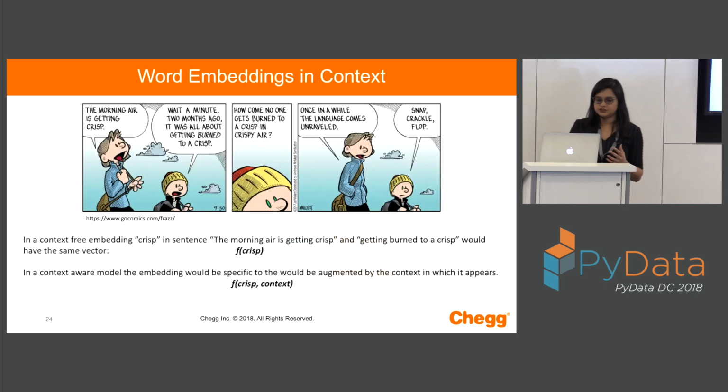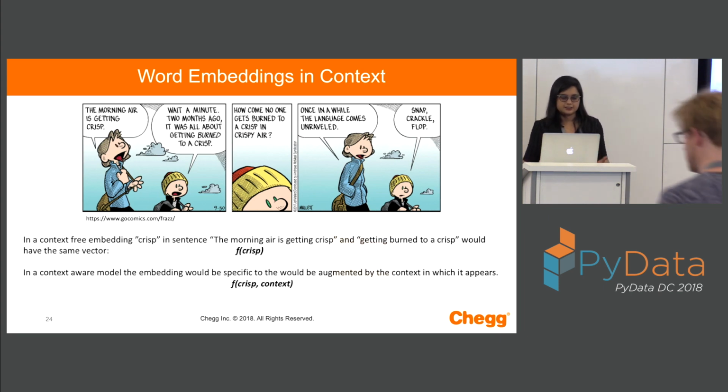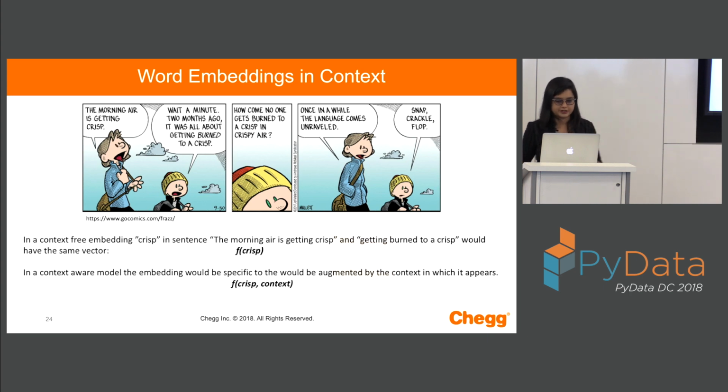So the next slide I'm going to go to is thinking of word embeddings in context. I will just read through this comic. So the morning air is getting crisp. And then the reply, the other person says, wait a minute, 2 months ago it was all about getting burnt to a crisp. Probably talking about California. And then the next thing he says is, how come no one gets burnt to a crisp in crispy air? Or once in a while the language model comes unraveled, snap, crackle, flop.